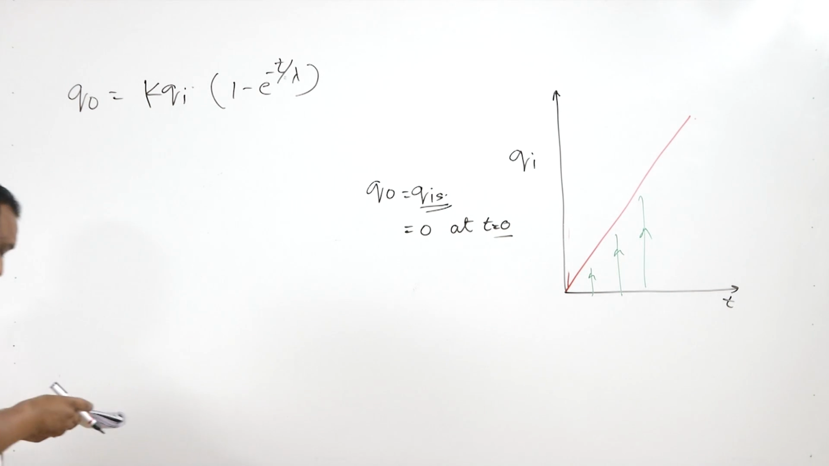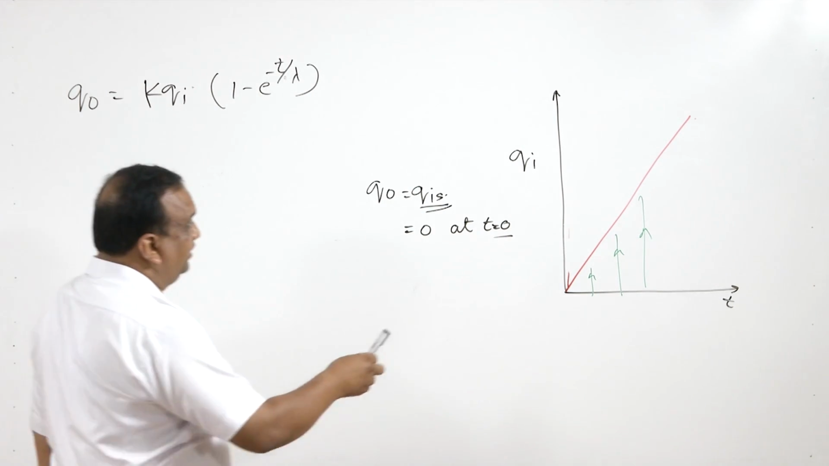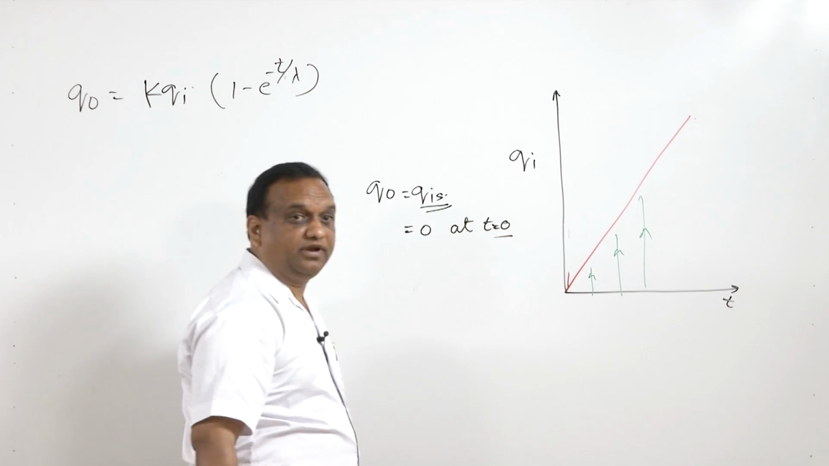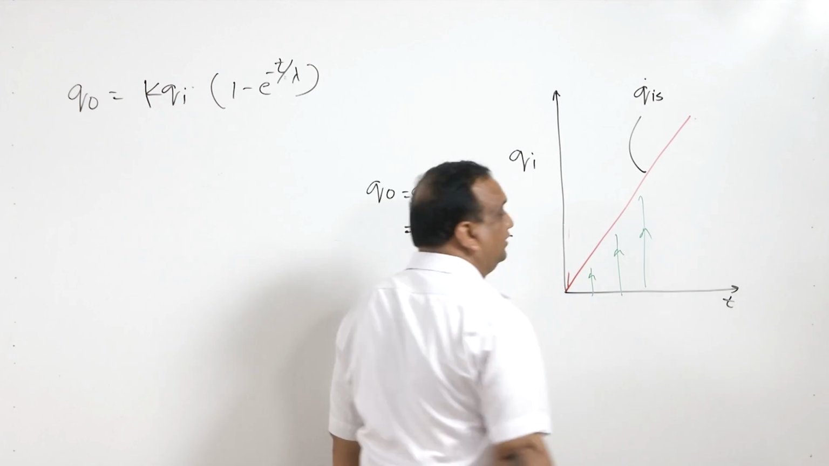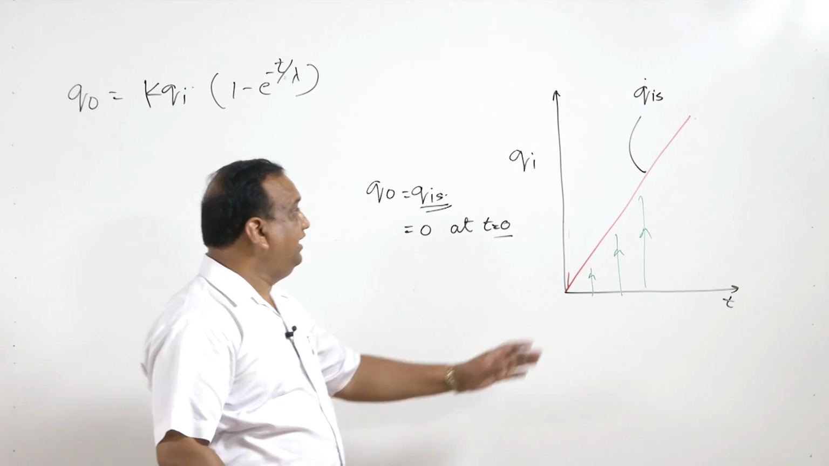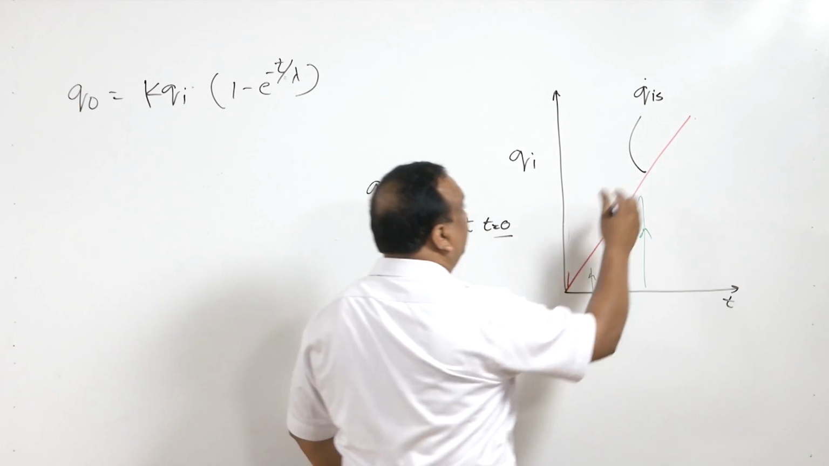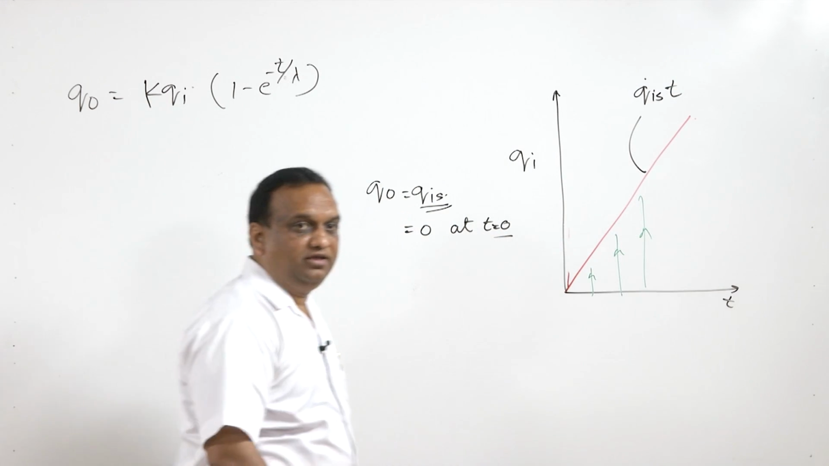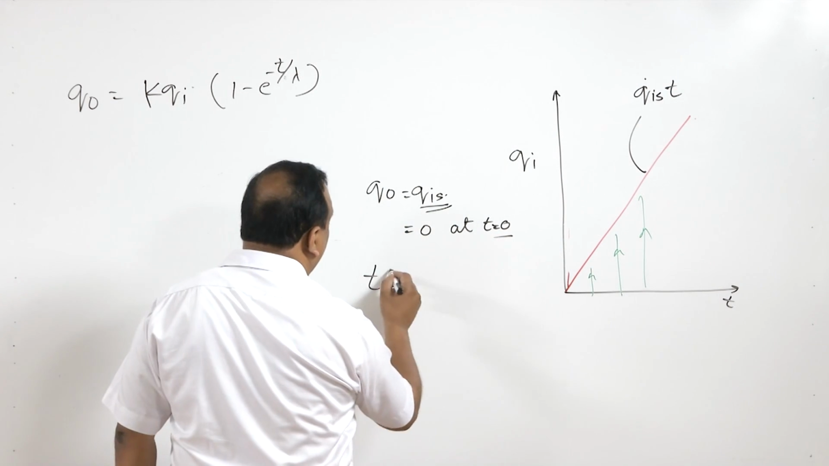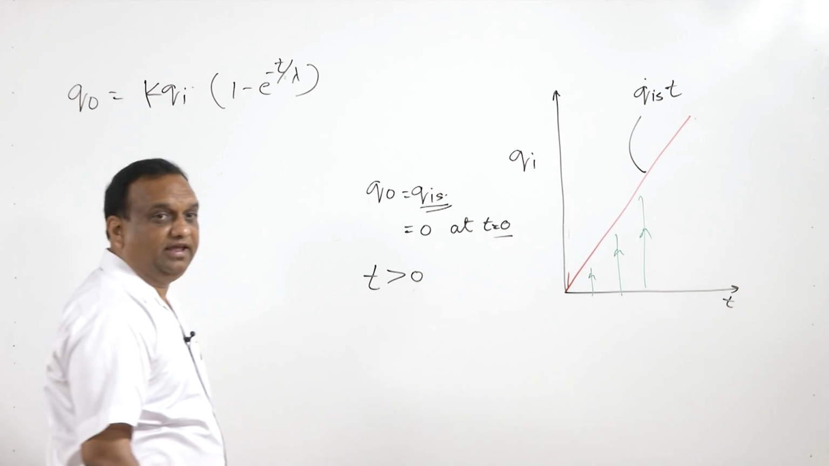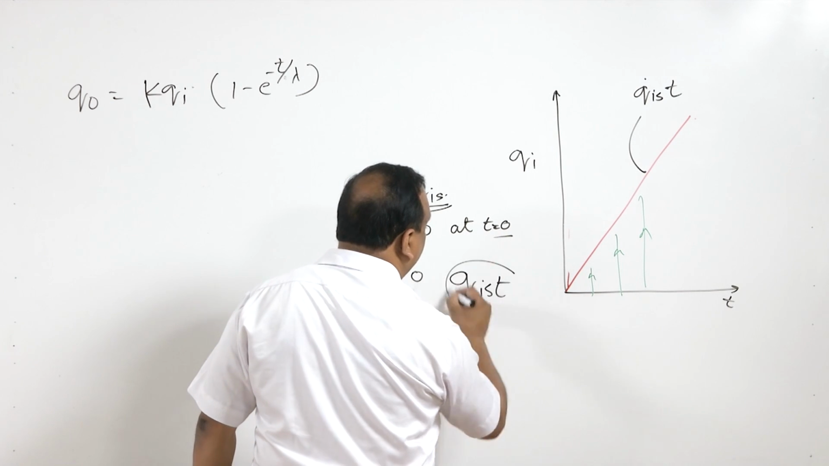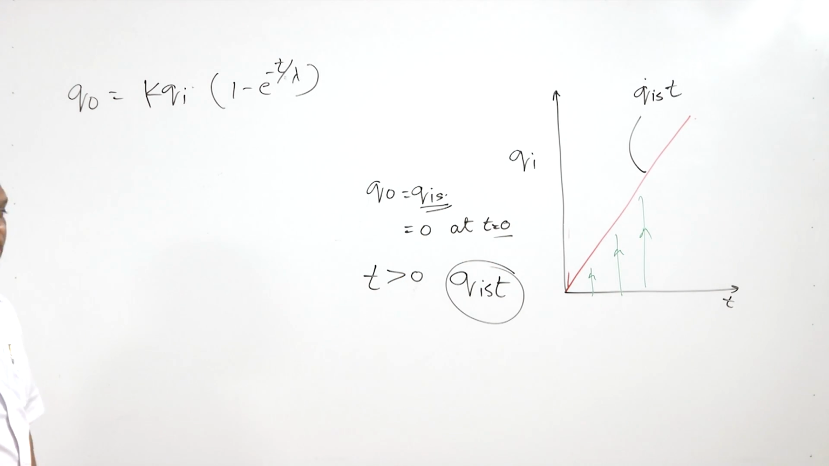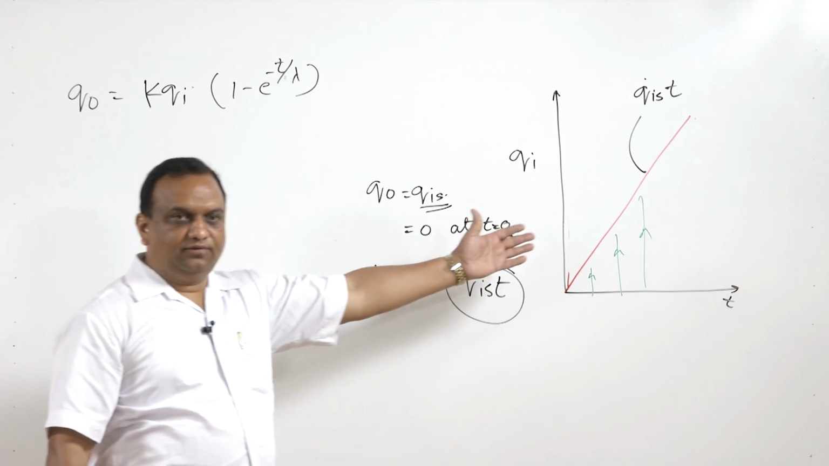And the input to the instrument is the rate multiplied by t. Suppose the rate of input is Qi dot. So the instantaneous input to the instrument is Qi dot t. For t greater than 0, we can always say the input to the instrument is Qi dot t. Output we do not know; output we have to find using this equation.